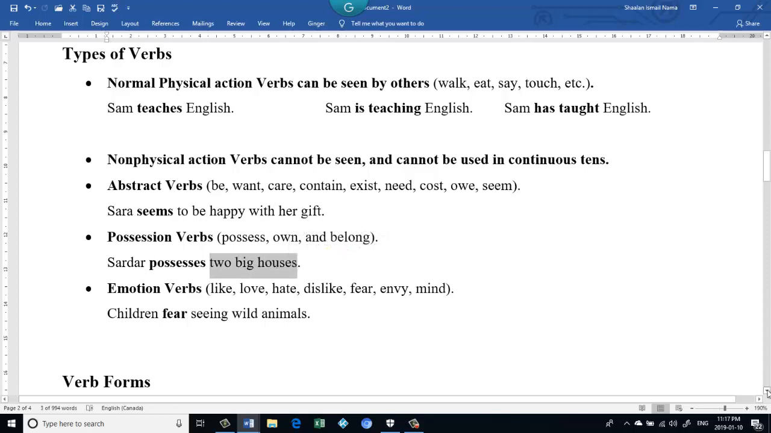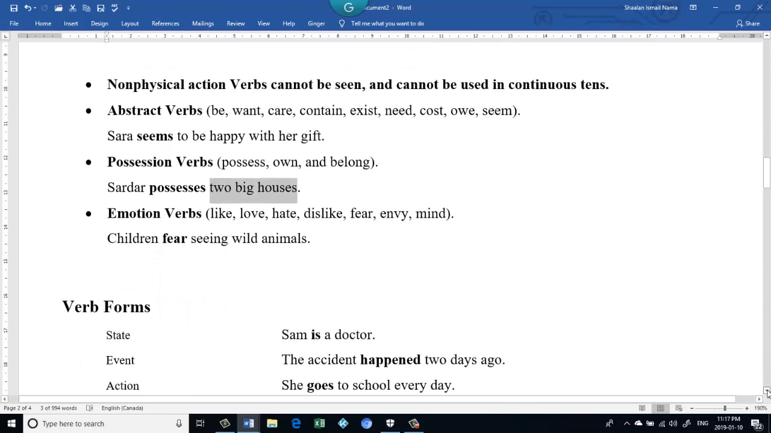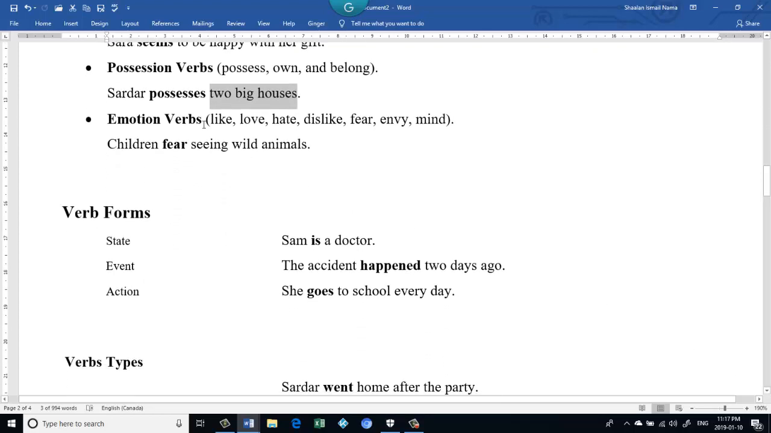Or it could be emotional verbs. I mean, only emotionally we could see it. For example, like love, hate, dislike, fear, envy, mind. If we look at this sentence, it's a good sentence. Because you have children, we have fear, we have seen, wild animals. Children is acting as the subject of the sentence. Fear, we have it as the verb. Then this is acting as an object for the sentence.